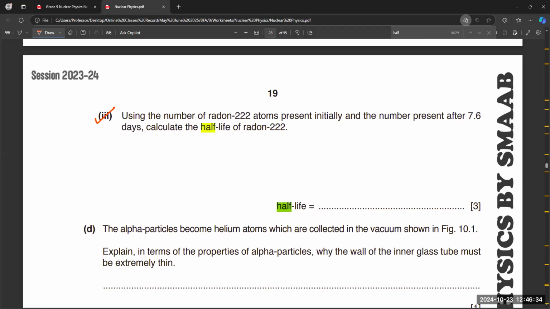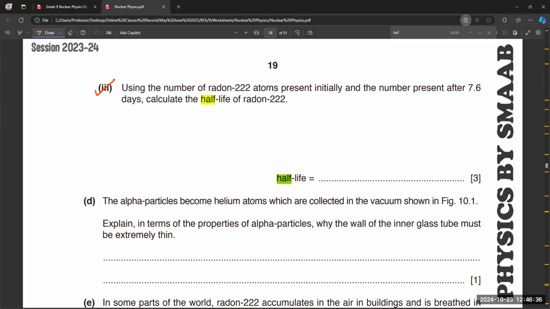Sir, can you send this PDF on WhatsApp after the class? Yes, I will share this PDF after the class. Okay.